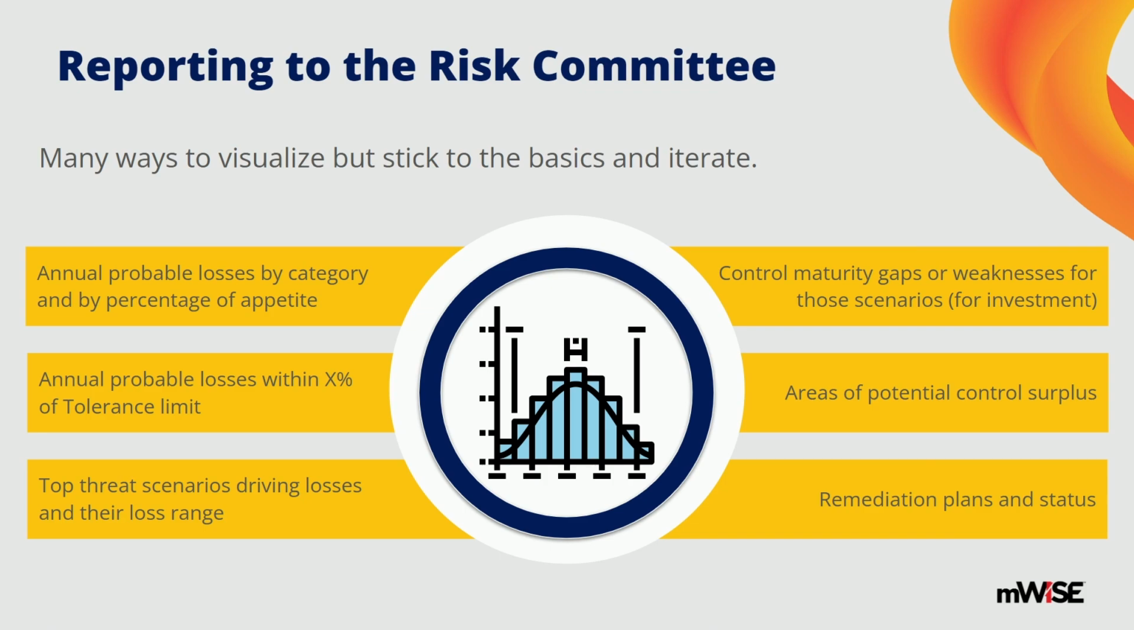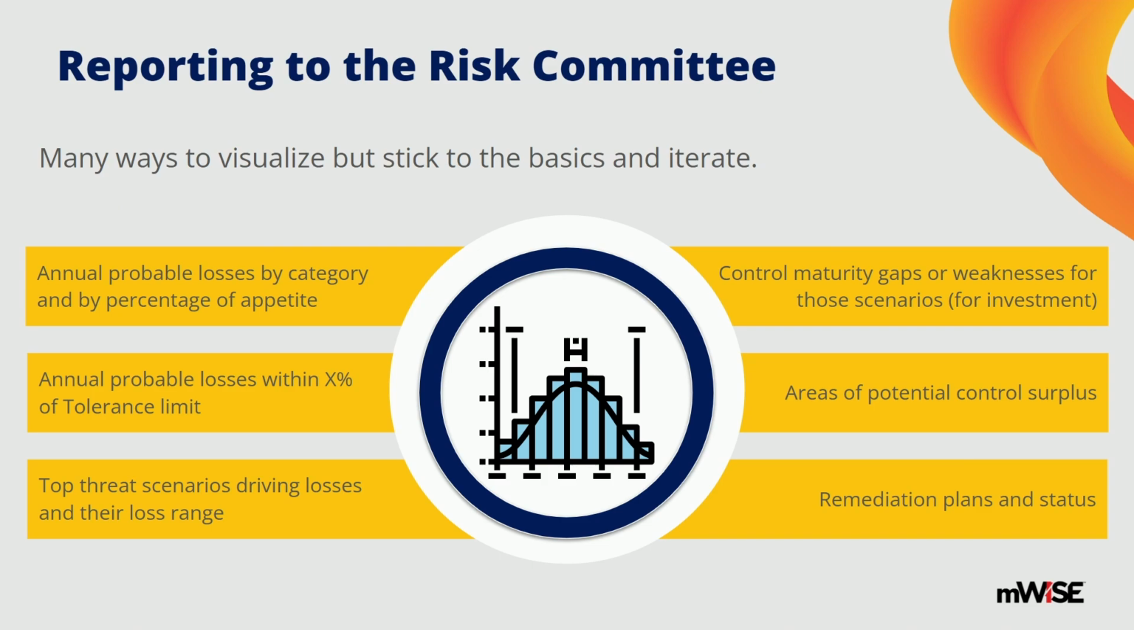So reporting. You have all this data, you have this modeling, you have some good stuff out of Evaluator if you use it, you have good stuff out of PyFair. So what are sort of the initial things you should look at? Like keeping it simple, right? What's our annual probable losses by percentage? What are our losses against our tolerance and our appetite? What threat scenarios are driving those losses?